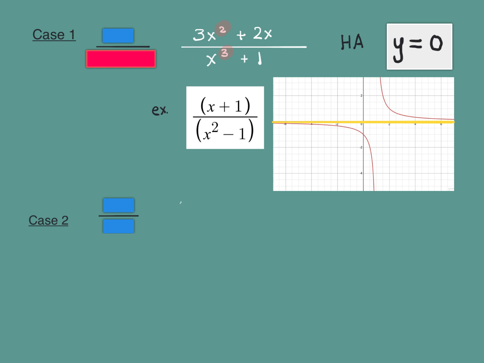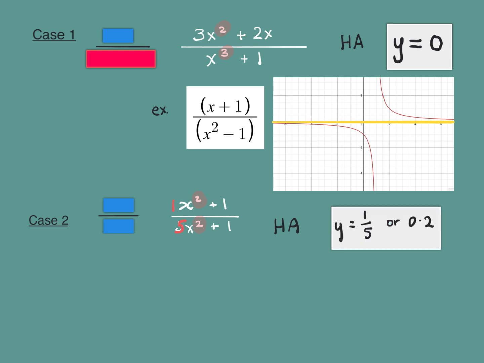For example, such as x squared plus 1 over 5x squared plus 1. Here the degree is 2 and the degree in the denominator is also 2. Here the asymptote is found by the leading coefficient in the numerator over the leading coefficient in the denominator. So our horizontal asymptote will be y is equal to 1 over 5, or you could say 0.2.